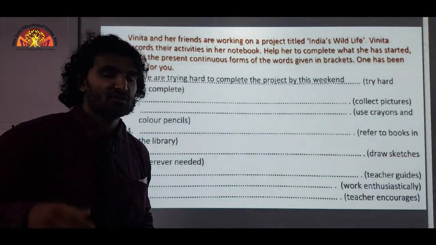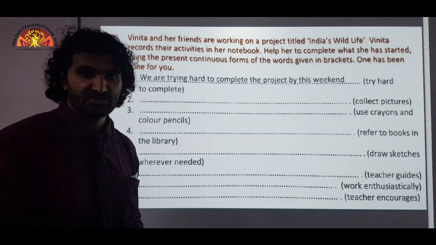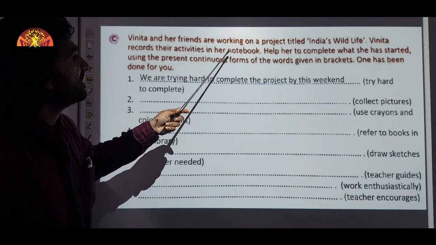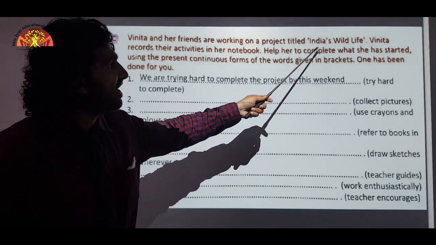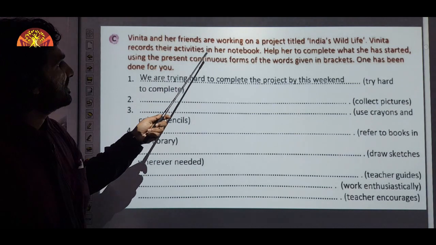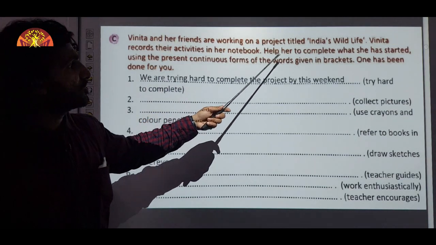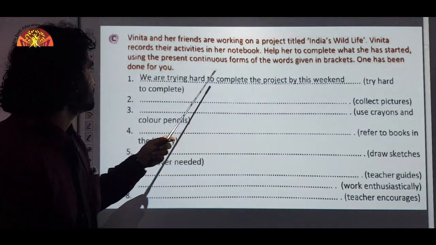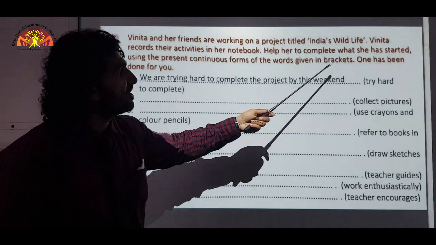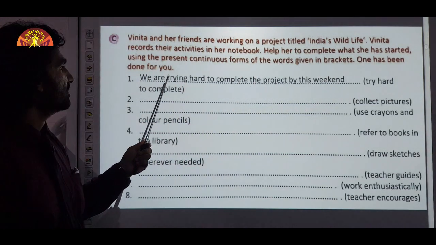This will be good, as well as it will improve your English grammar. Vinita and her friends are working on a project titled India's Wildlife. Vinita records their activities in her notebook. Help her to complete what she has started using the present continuous forms of the words given in brackets. One has been done for you.